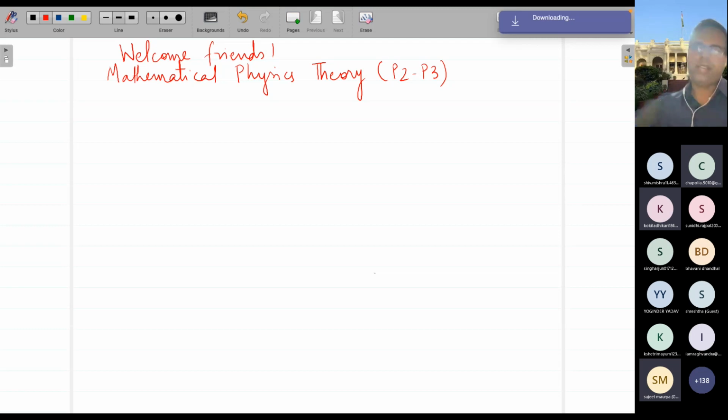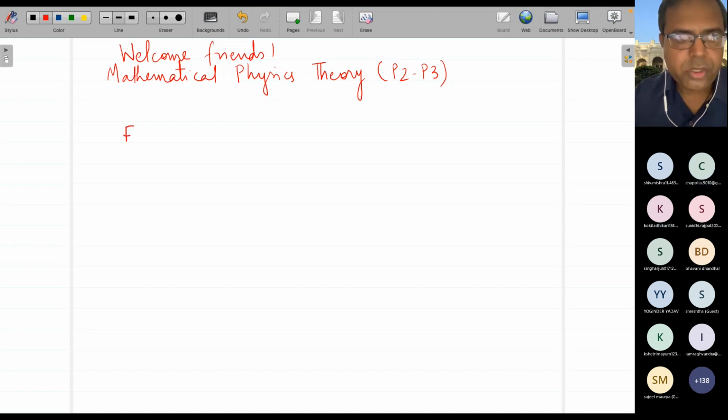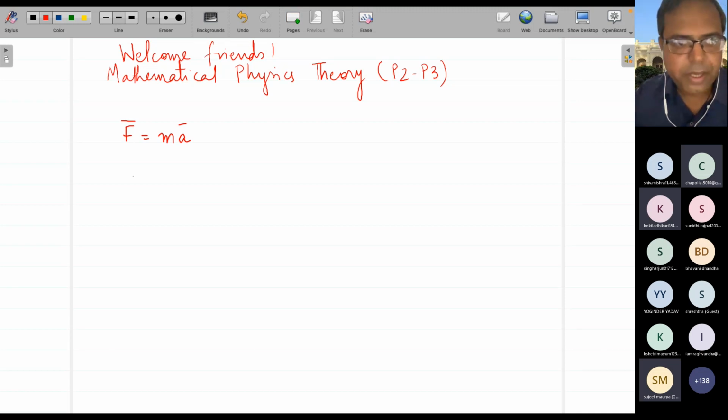Does somebody remember the second law of motion? Newton's second law of motion. Force is proportional to the rate of change of momentum, F = dp/dt. Or you can think of it as force equals m a, where m is the mass and a is the acceleration.